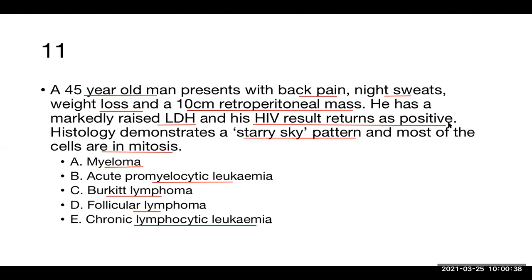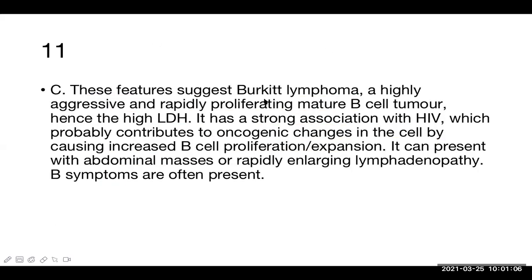And the most important clue, if you have ever read the Burkitt lymphoma topic, you should always remember this point: starry sky appearance. This is the typical hallmark of the histological appearance of Burkitt lymphoma. Even if you cannot give any other reason, whenever you see a starry sky pattern, this is Burkitt lymphoma. So the answer is very typical here. This feature suggests Burkitt lymphoma, a highly aggressive and rapidly proliferating mature B-cell tumor, hence the high LDH. It has a strong association with HIV and immunosuppression. The other things are quite easy to explain here.